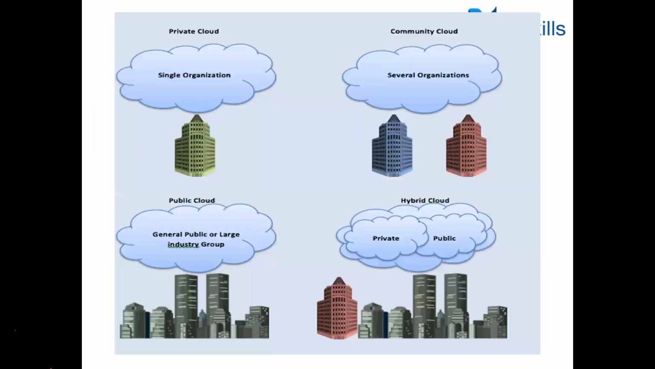That's a hybrid cloud. To make it more clear, private is a single organization. Community is several organizations working in the same domain, so they distribute the cost. As compared to private cloud, community cloud cost will be a little less because the cost is distributed among several organizations. Public cloud is for everyone. Anyone can go and start utilizing it. And hybrid cloud is a combination of public and private.